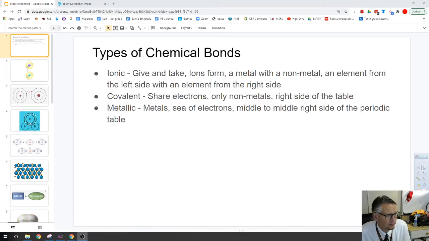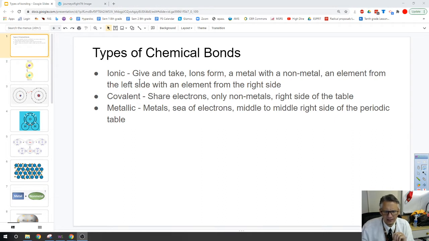Okay, this is going to be a pre-recording of an introduction to types of chemical bonds. At this point, you've already watched a video on bonding, and my goal, or objective or outcome, is that you can identify what type of bonding is taking place. So, with that being said, there are three types of bonding.